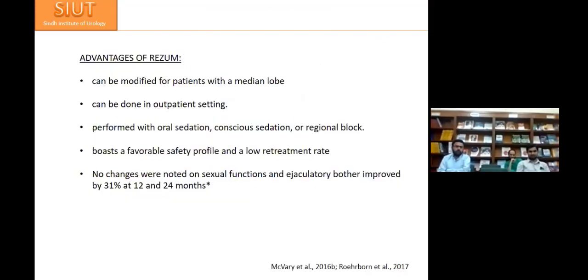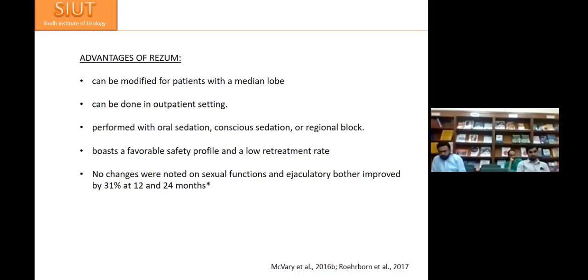What are the advantages? Basically, it is a steam energy which will necrose part of the prostate, and then there is a reduction in the size of the prostate. At 6 months, it is a 30% reduction in the size of the prostate, which leads to improvement of the symptoms. The IPSS score improvement is 47%. The quality of life is 43% improvement, and the Qmax is 50% improvement.